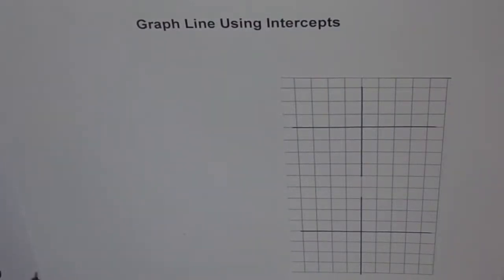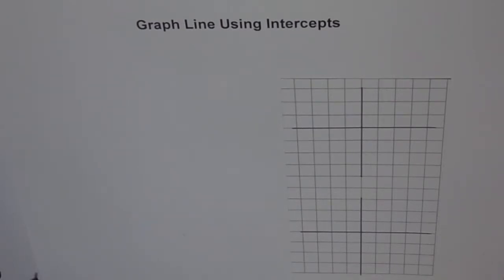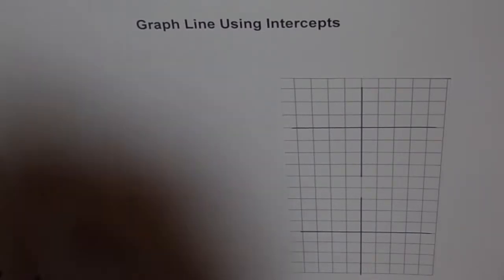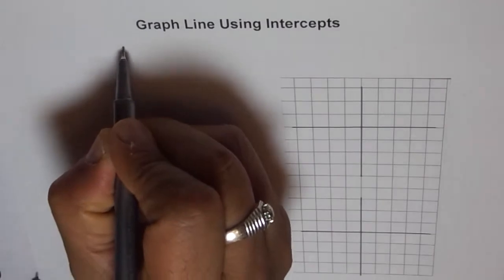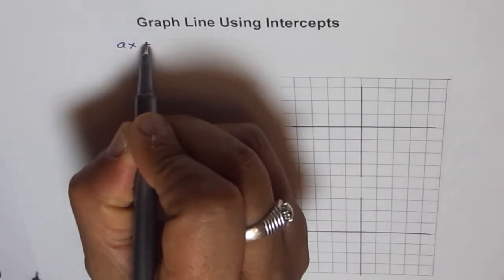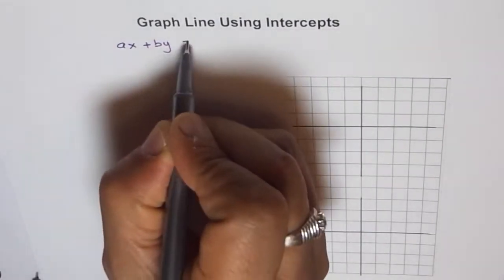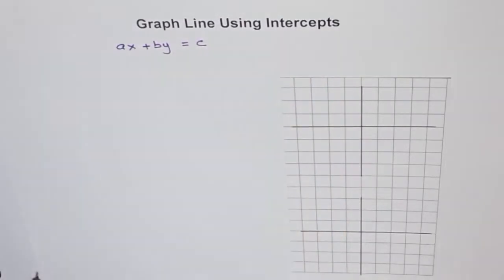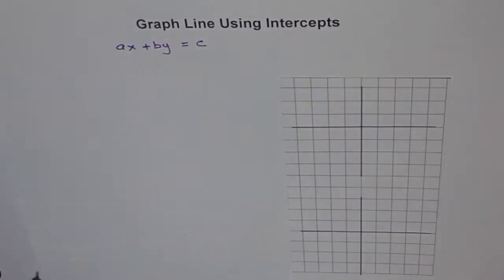Let's try to understand how to graph a line using intercept form. There are situations where graphing a line with intercept form is better. What could be the situation? Well, if I give you the equation of a line in standard form, for example, ax plus by equals c. So this is the equation of a line in standard form, right?